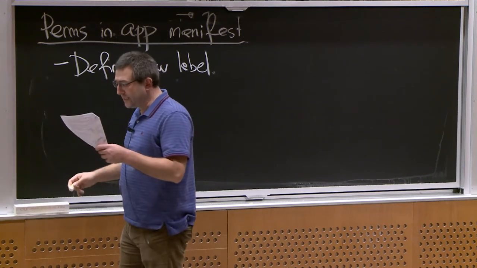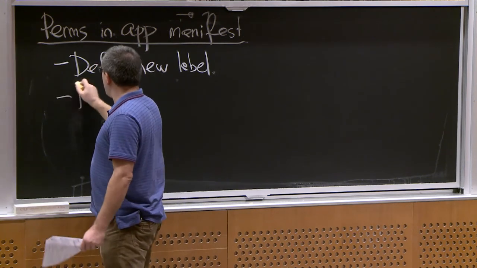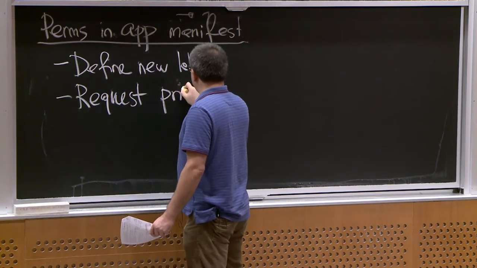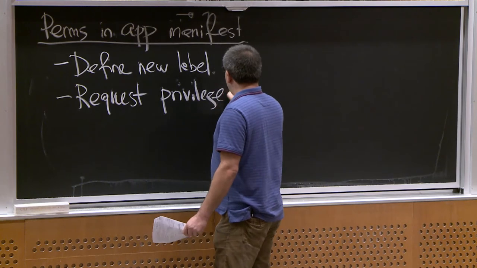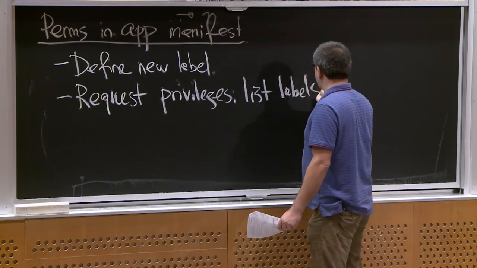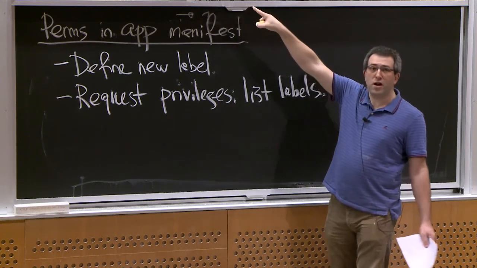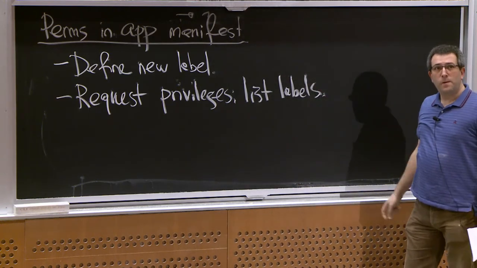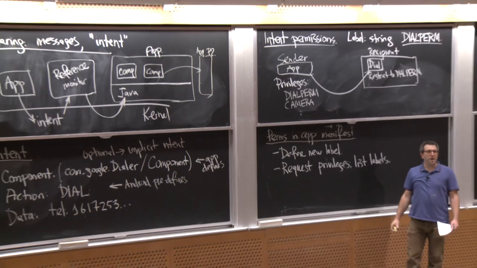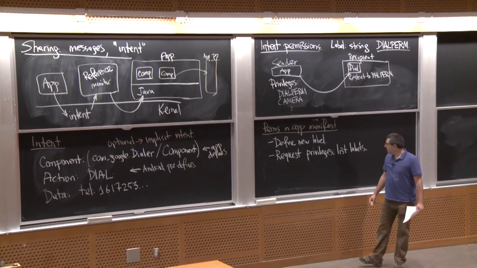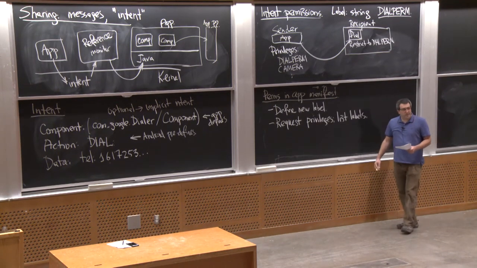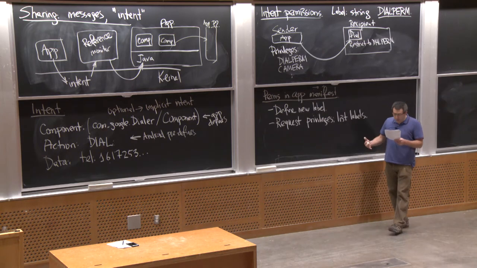The app also requests privileges. And this is basically a list of labels, very much like on that diagram on the left there. Each app is going to, in the manifest, say, here are the privileges that I think my app needs in order to run. And the user is going to have to make some decision here about whether that's okay or not.